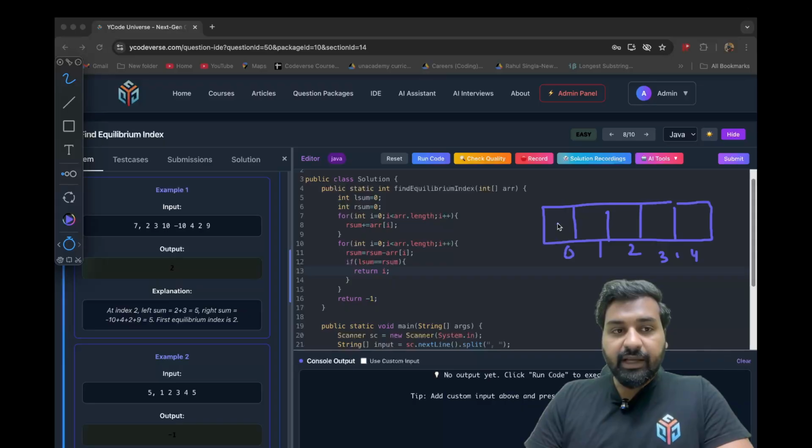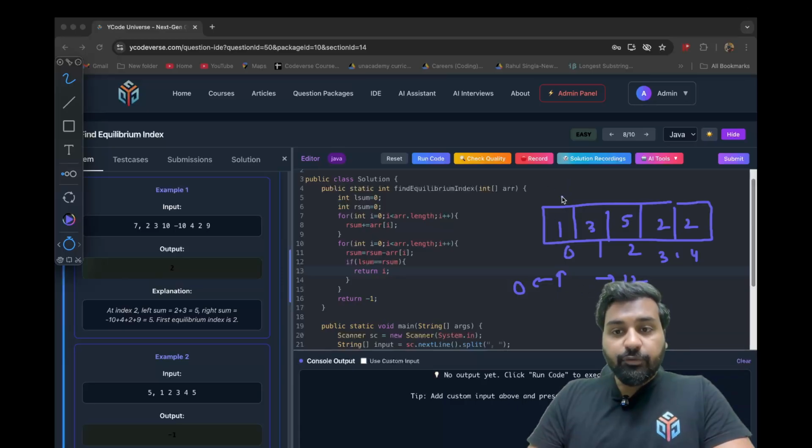So here we have, let's say, 1, 3, 5, 2, 2. Okay, so if I start from here, I am at this index. On the left side the sum is 0, and on the right side I have removed 1 from the total sum, which is going to be 12. So they are not equal.